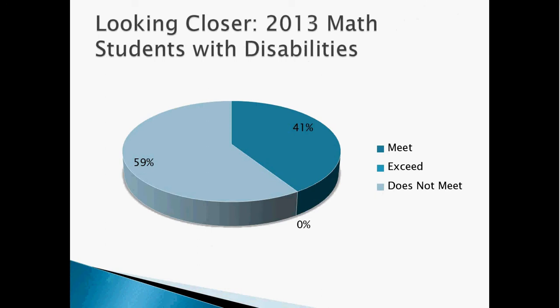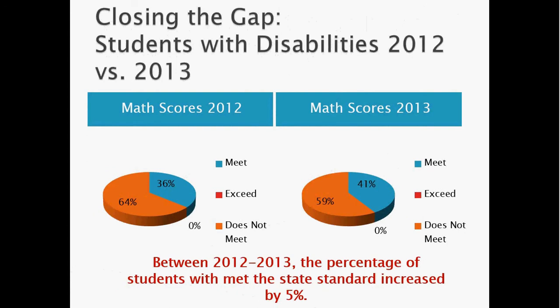Here you have 41% meet, and 59% does not meet, but the statistic I want to point out is that 0% of students with disabilities exceed, and I think that's something we need to focus on. We don't need to be, in my opinion, excited about 41% meeting, but we need to look at the 0% exceeding, and we want to get our kids to push themselves and push ourselves to increase the learning in our classrooms to get that 0% higher.